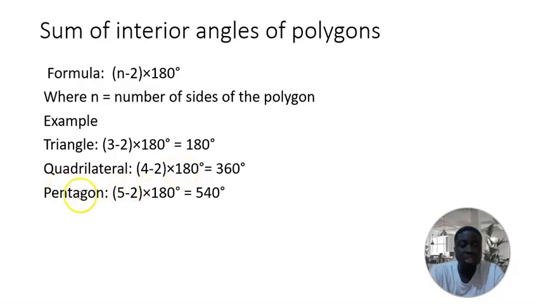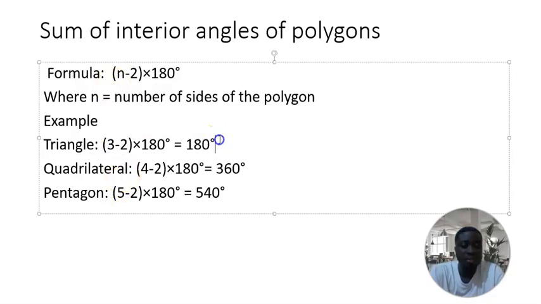Now a pentagon is a 5-sided polygon. Since it's 5, then 5 minus 2 times 180, which is 3 times 180, gives us 540 degrees. That is how we calculate the sum of interior angles of a polygon. So just keep this formula in your head: the sum of interior angles of a polygon is given by bracket open n minus 2 bracket close times 180 degrees.